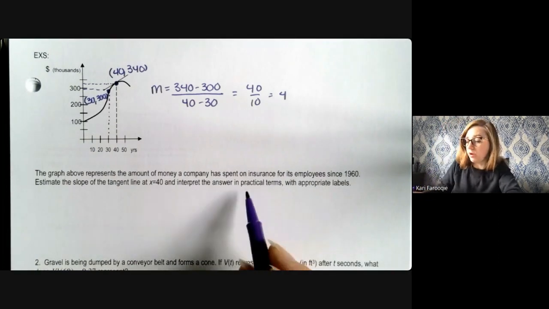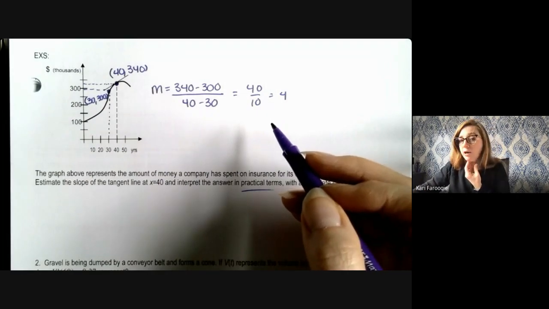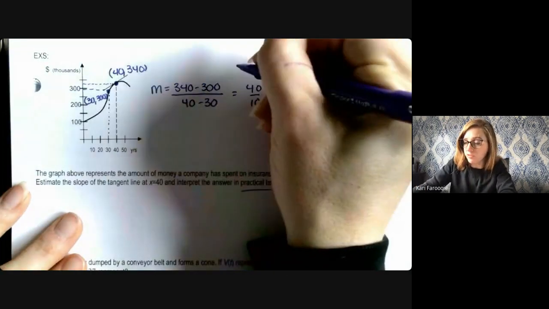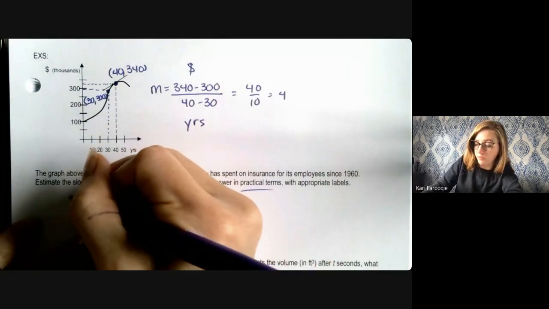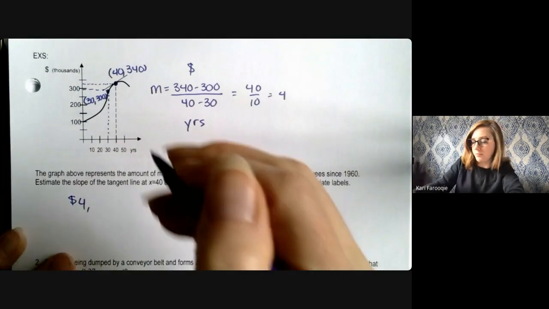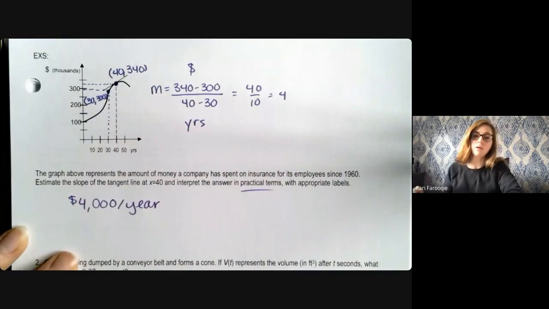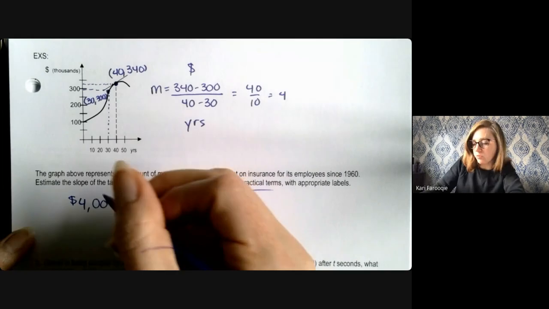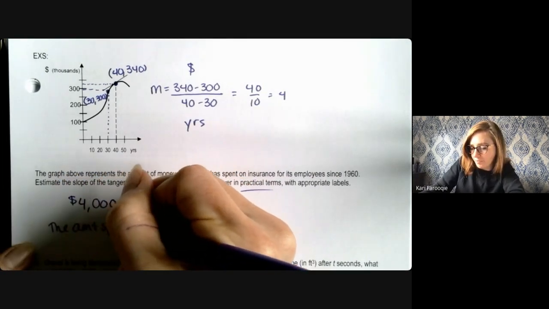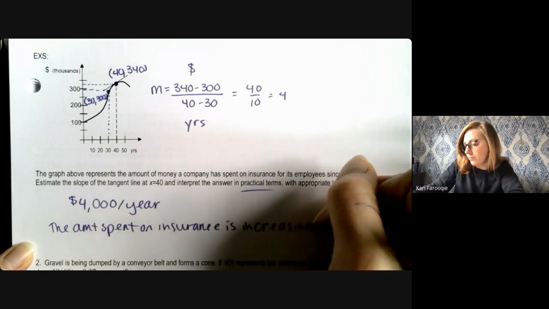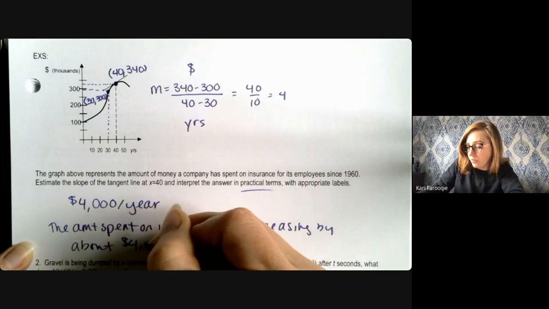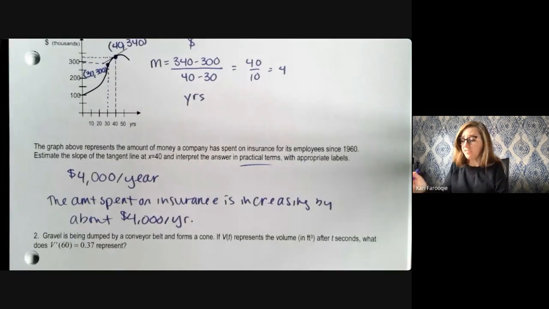The other thing we need to do is interpret the answer in practical terms. So if the slope is 4 and we're talking about the change in y over the change in x, well, y represented dollar amounts in thousands, and then x represented years. So when we end up getting this slope value, we can say that that's about 4,000 per year. And in order to give a full answer here, we should say that the amount of money a company has spent on insurance is increasing by about $4,000 per year.